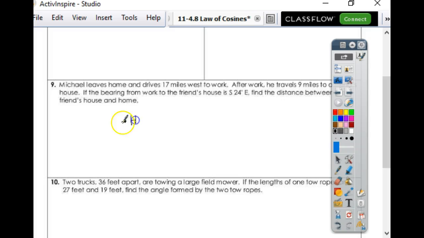So here's his home, here's his work, and here's 17 miles. So now where is Michael? Is he at home or is he at work? He's at work. So when he leaves work, which way does he go? He goes to his friend's house, and he goes south 24 east. So wherever Michael is standing, you draw your north-south line, because that's how you figure out south 24 east. So south and 24 east, that's this.